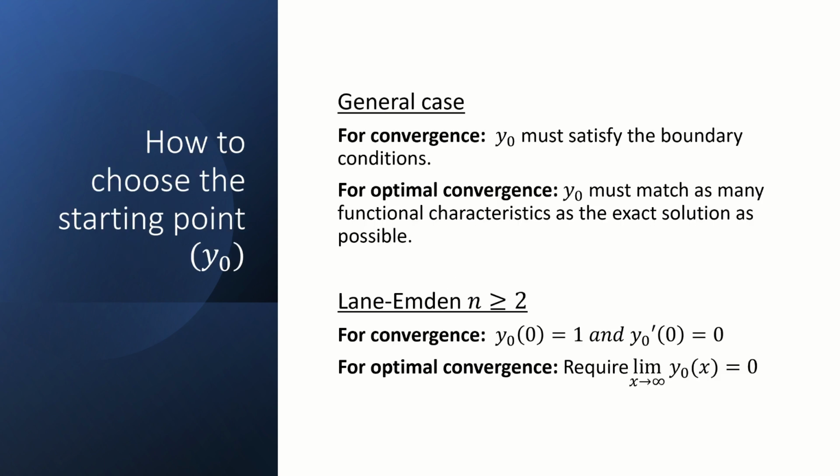So how do we choose y0? Well, for general convergence, we just need it to satisfy our boundary conditions. But if we want more optimal convergence, we're going to require that y0 matches as many functional characteristics as the exact solution does. For instance, having singularities in matching places. So in the example of the Lane-Emden equation, for n greater than or equal to 2, it can be shown that the exact solution should go to 0 as x goes to infinity. So we're going to require that our start point, y0, also has that property. But this is not always going to be possible to do.